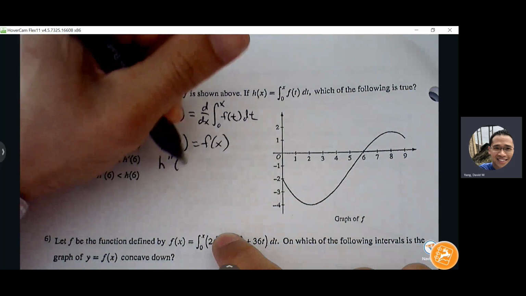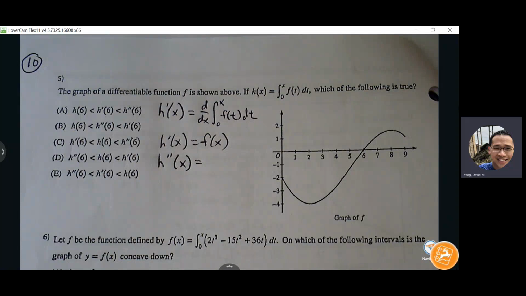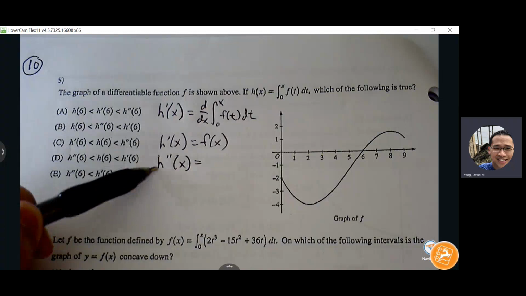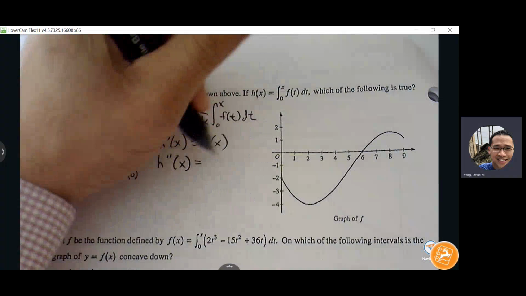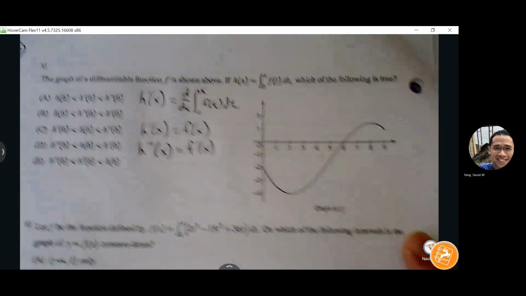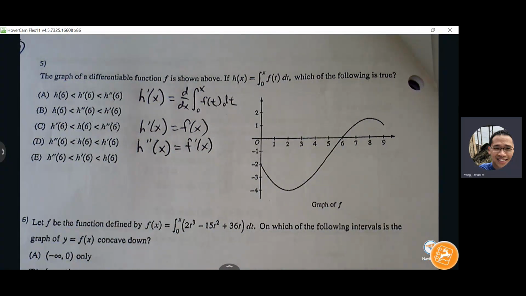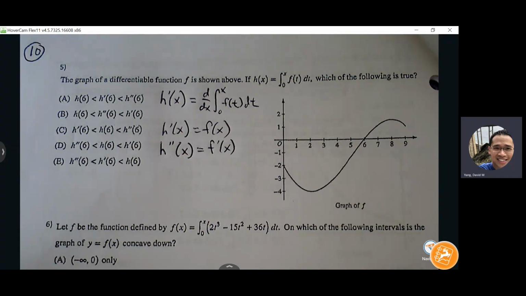We know we can also build h double prime in terms of f. H double prime, if h prime is f, then h double prime is equal to what? So we drop one derivative down from h prime to h double prime, and f will turn into what? F prime, yeah. So let's compare all the values between h of 6, h prime of 6, and h double prime of 6.